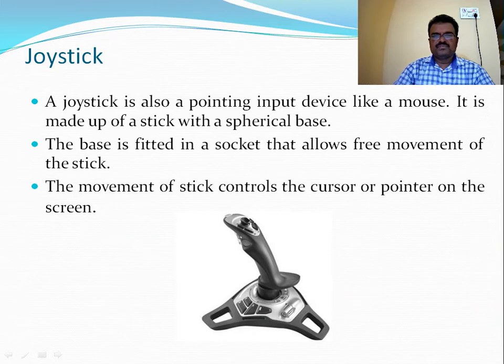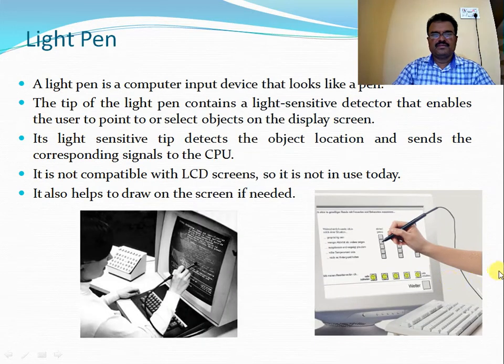Another input device is a joystick. A joystick is also a pointing input device like a mouse. It is made up of a stick with a spherical base. So this is called the stick, and this is the spherical base. The base is fitted in a socket that allows free movement of the stick. The movement of the stick controls the cursor and pointer on the screen. Generally, these joysticks are used for playing games.